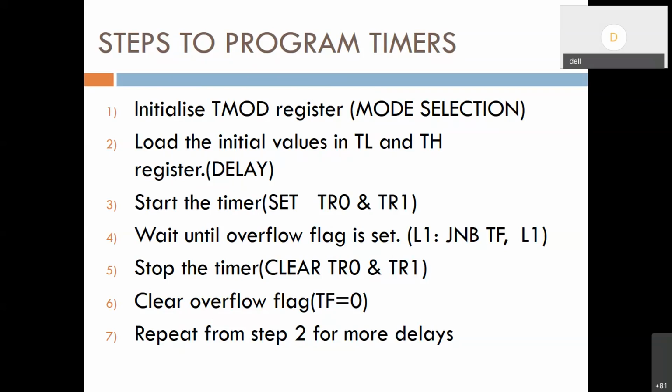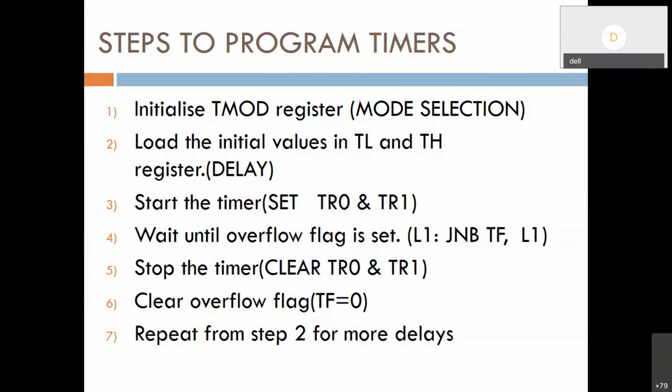Okay. So generally gate is 0. C/T bar for a timer is 0. Then mode, let us say if you want mode 1, 0 1. So for example, timer 0, mode 1 operation, the value will be 01H in hexadecimal. If it is for timer 1, then it is 10H. Similarly, if it is mode 2, then it will be either 02H or 20H for the different timers. So this is step number 1.